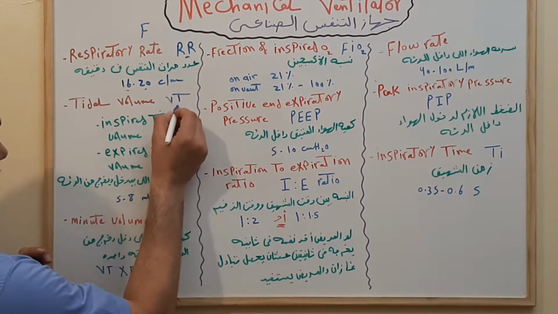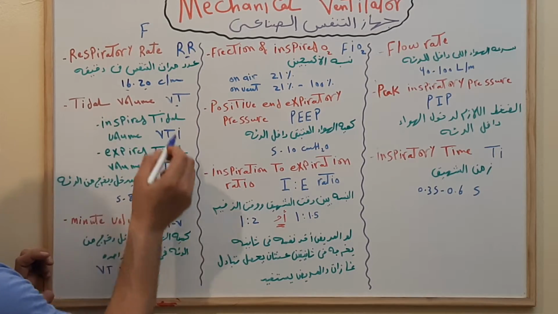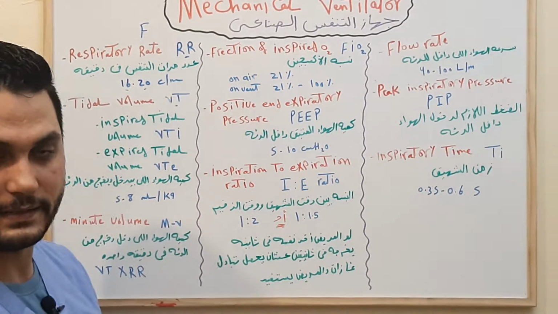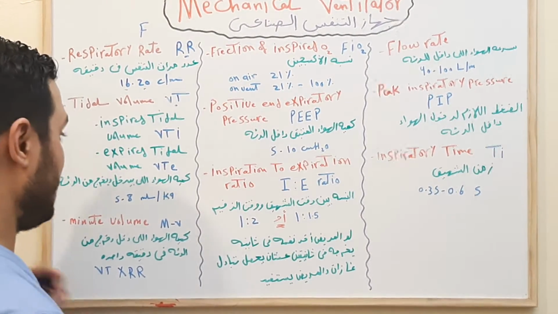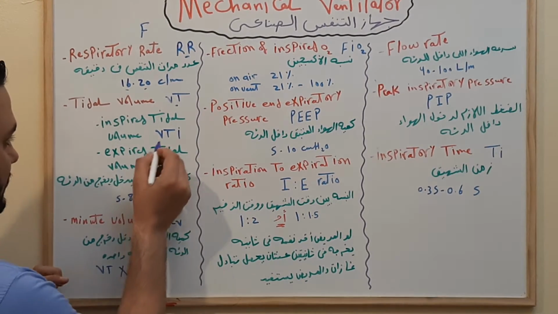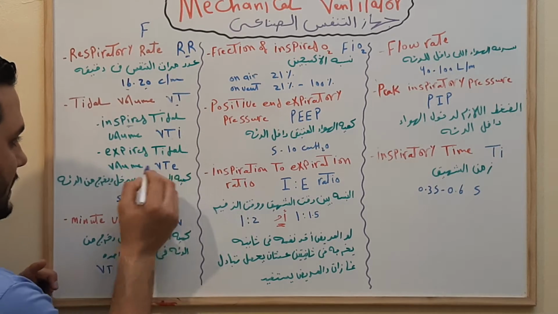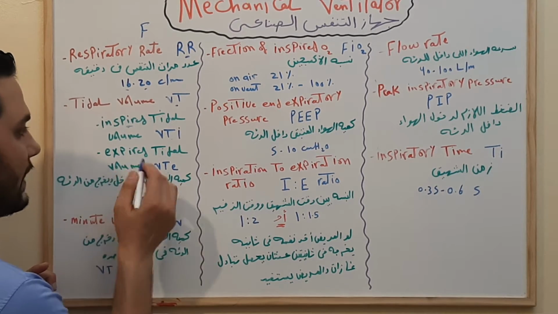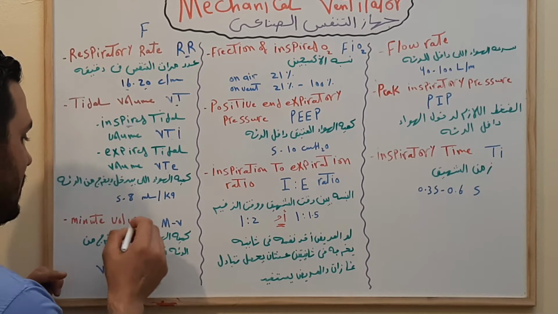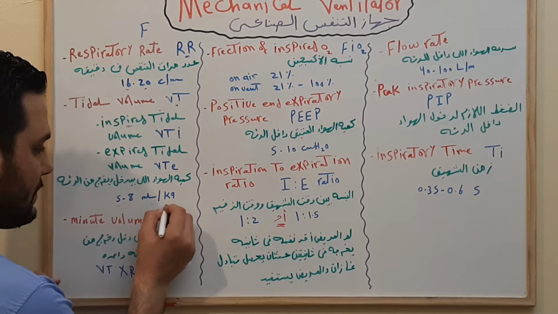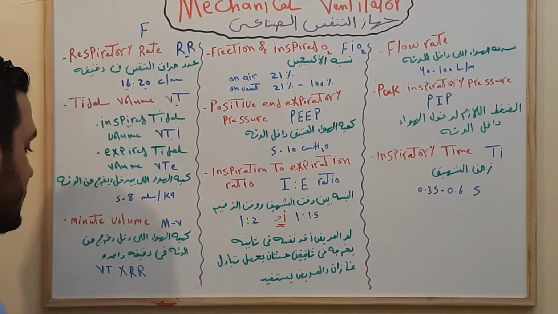After that, VT. This is tidal volume. Tidal volume is the amount of air inhaled and exhaled, entering and going out from the lung. VTI is the air inspired and entering the lung. VTE is the air expired during expiration. The normal range is from 5 to 8 mL per kg.